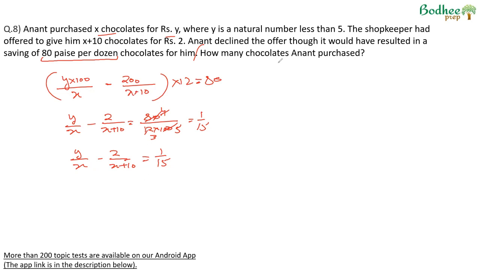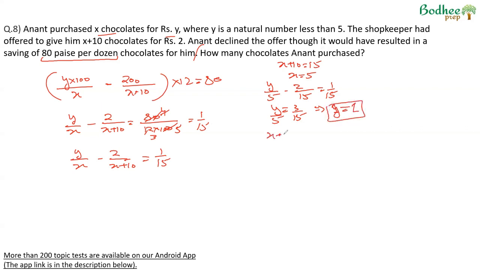If we take x plus 10 to be 15, x would be equal to 5. So we get y upon 5 minus 2 upon 15 is equal to 1 upon 15. This gives us y upon 5 is equal to 3 upon 15, which will give us y as 1, which is a possibility, a natural number.